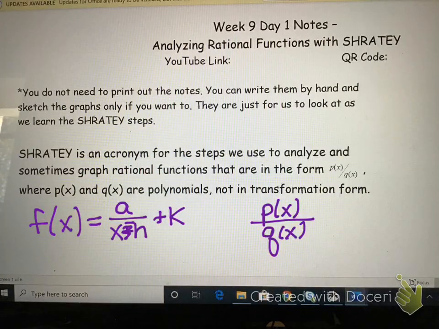Now, we will not be asking you guys to graph these or sketch these. So the examples that I'm going to look at today, I will be providing the graph to you. You don't have to print these notes out. If you want to sketch the graph, if you are copying down these notes, you can, but it's not something that you will have to know how to do. It's just so that you can have something to compare our SHRATEY steps to the actual graphical characteristics of this function. So it's not a big deal if you don't actually have the graph in your notes.